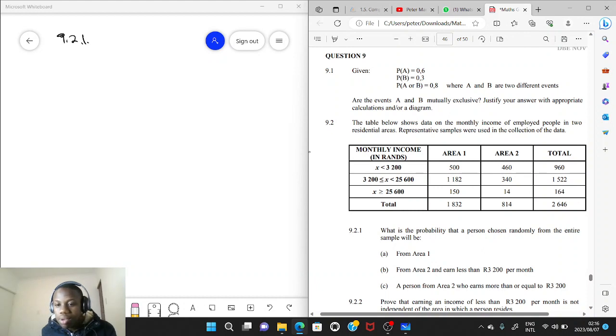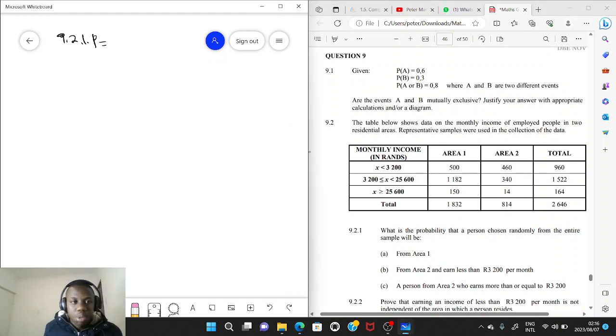Because we are speaking about probability, we are going to take this value over the sample space. So for the first question, our probability will be 1832 all over 2646. So let's check it out. What is 1832 all over 2646?